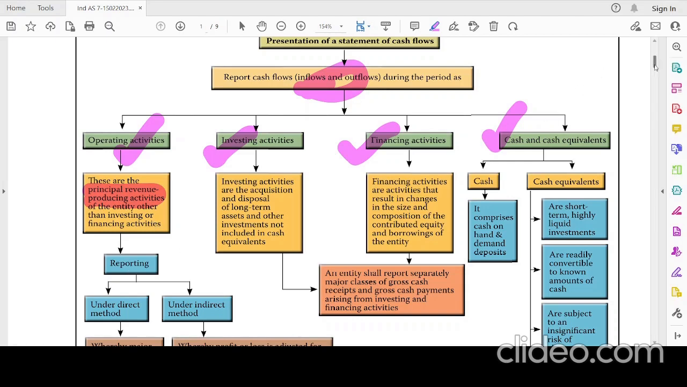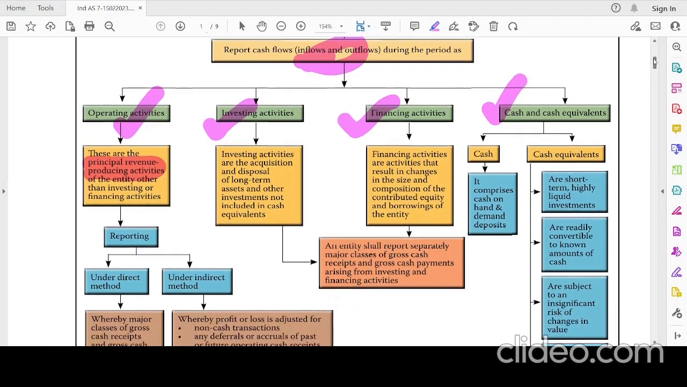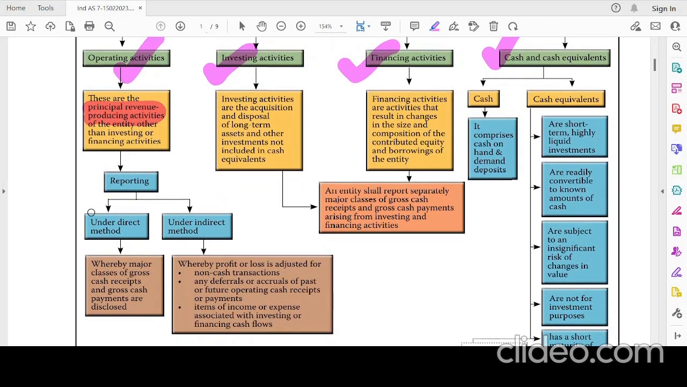Now, for those, we have two methods here. One is the direct method, another one is the indirect method. Direct method is where we start with gross cash receipts, and gross cash payments are disclosed. Likewise, we put all the income, then less all the expenses, then we arrive at the operating cash flow. This is the approach followed under the direct method.